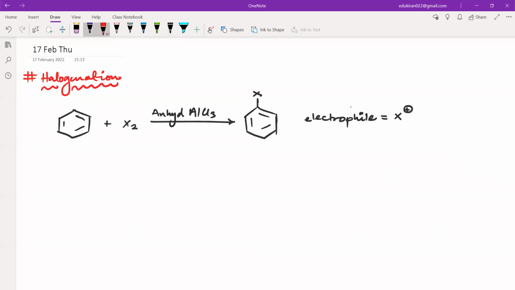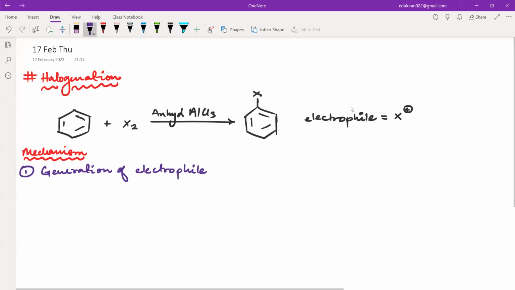Okay. Again, we are now looking at the mechanism. How many steps are there in the electrophilic aromatic substitution mechanism? Tell me. How many steps? Three steps. First step is what? What is the first step, guys? Generation of electrophile. Very good.